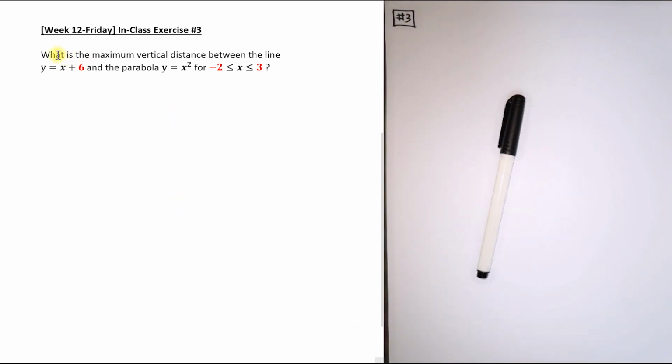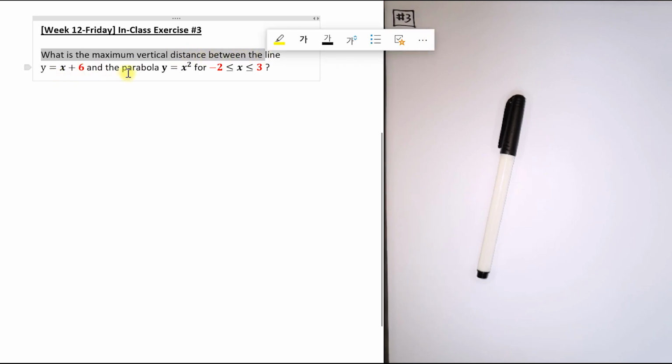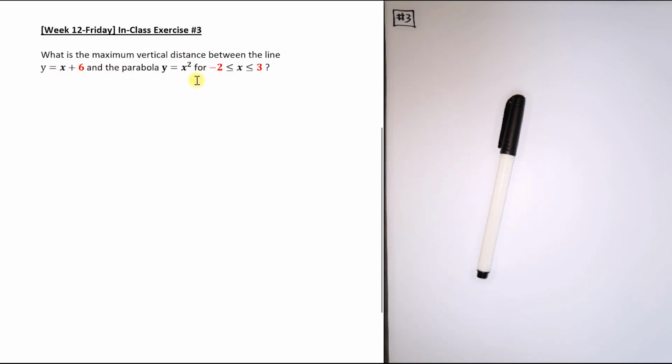So our goal for this question is we want to find out the maximum vertical distance between this line and this parabola from -2 to 3. Okay, so step 1, we read the problem, understood the problem. In step 2, sketch the situation. Let it begin.